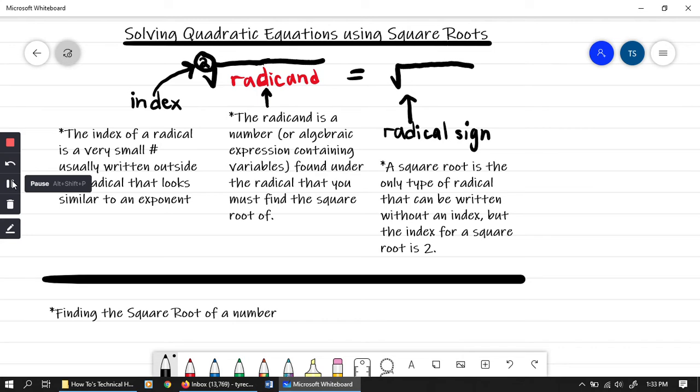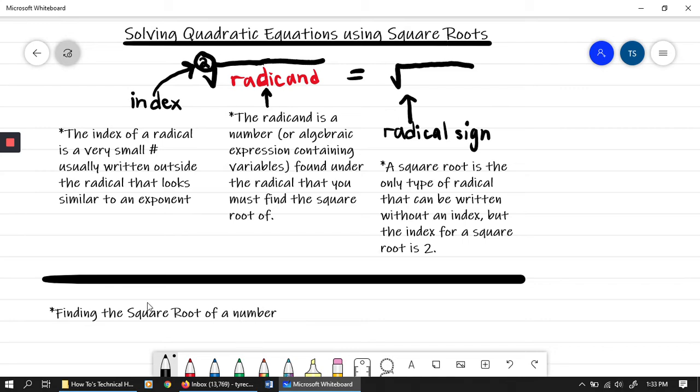So again, folks, that's just a little bit of background information about square roots, and some of those technical terms like index, radicand, and radical sign. We're going through some of that basic vocabulary so that in the future, if we mention words like radical or radicand, you know what we're referring to.